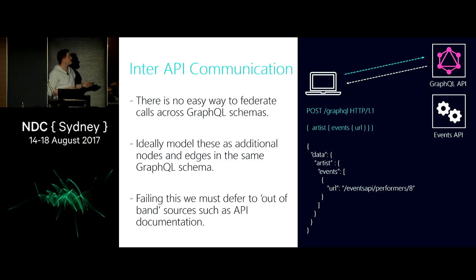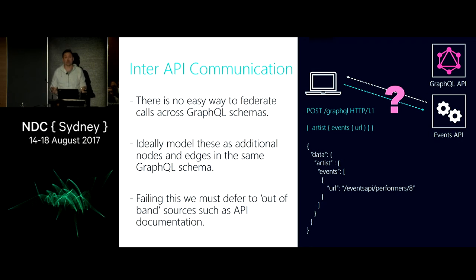So for instance, if I call the GraphQL API here, I can get back this URL that just points to the events API and the performers with ID of 8. What's the structure of that? Is that going to be XML that I get back? Is that going to be JSON? It could be anything. We just don't know. Whereas obviously, if we included that as part of our schema, then the client would be able to know exactly what was on offer in it.